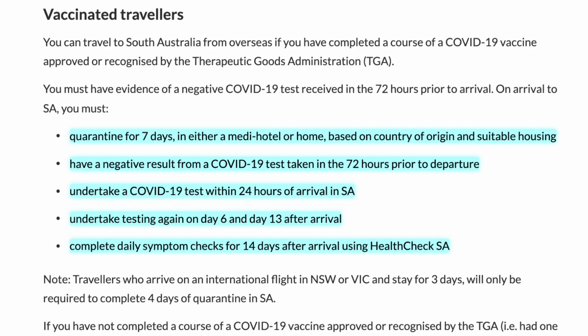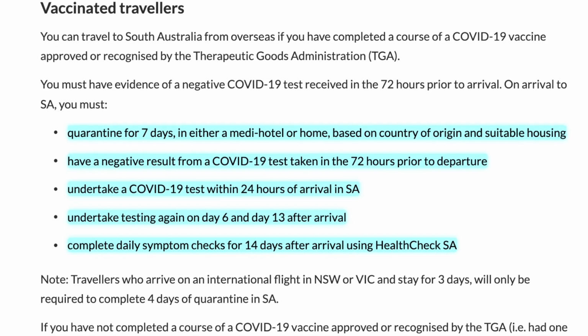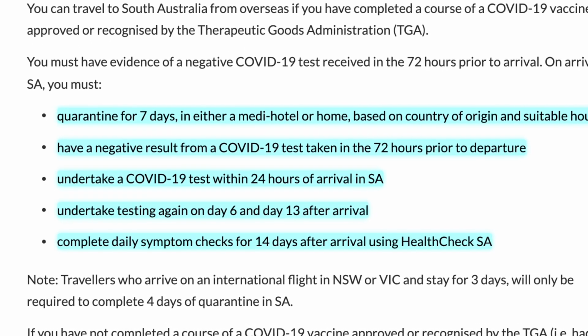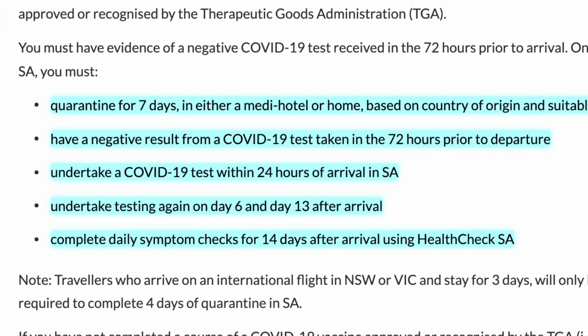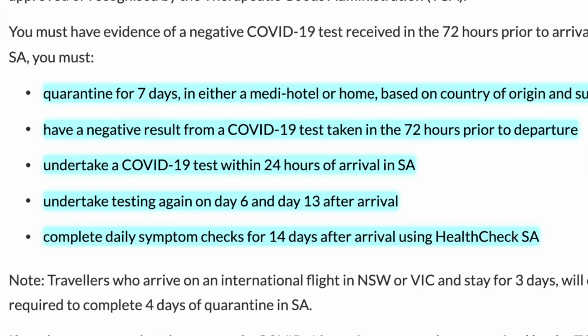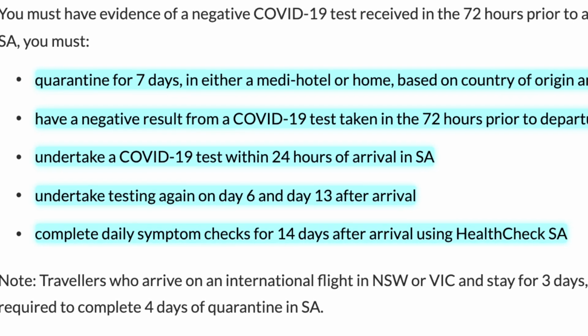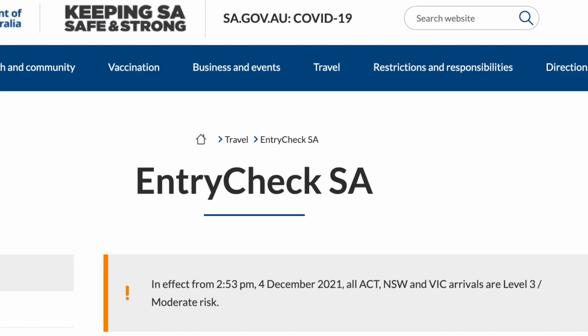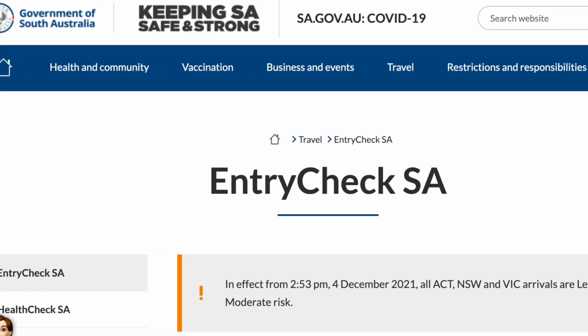But if you can arrange your own accommodation, you can do your quarantine there as well. And you will be required to undertake a COVID-19 test as well. The first one should be done within 24 hours of your arrival, and other tests should be on day 6 and day 13 after arrival. You also must do a daily symptom check for 14 days after arrival using the Health Check South Australia app. Now, to enter into South Australia, you must complete their border permit as well. It's known as Entry Check South Australia or Entry Check SA.